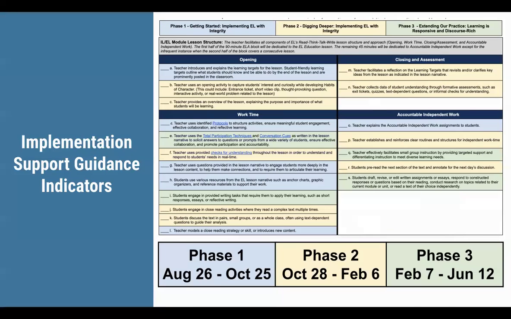Now, the district created a resource called the Implementation Support Guidance, and in this resource, there are a set of indicators that your admin and central office staff are using to help support teachers as they visit schools and classrooms. So, you can't juggle 10 balls at once. And similarly, these indicators have been organized into 3 distinct phases so that we could focus on a handful of indicators at a time.